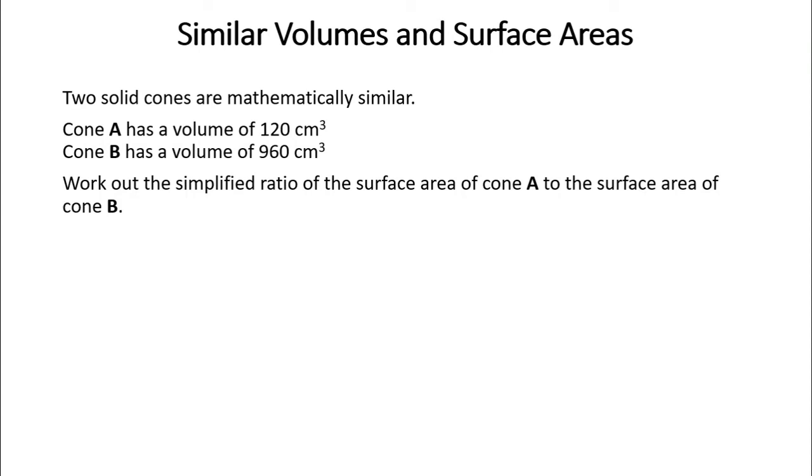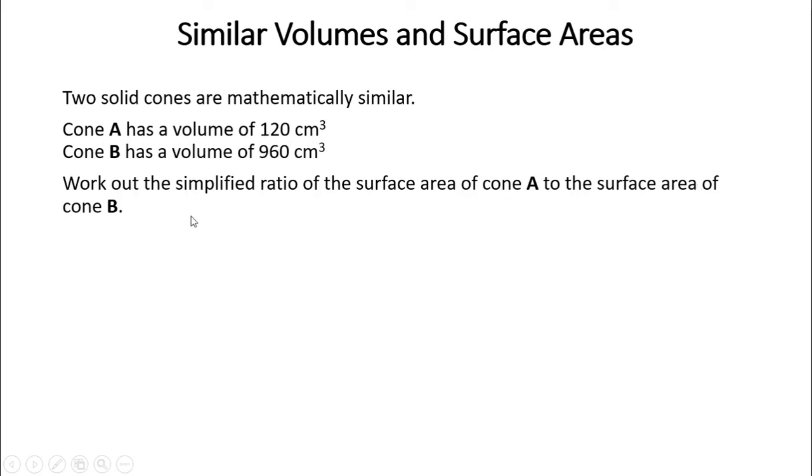Okay, this next one. Two solid cones are mathematically similar. Cone A has a volume of 120, cone B has a volume of 960. Work out the simplified ratio of the surface area of cone A to the surface area of cone B. Okay, so we're talking about volumes here, and here we're talking about surface areas.